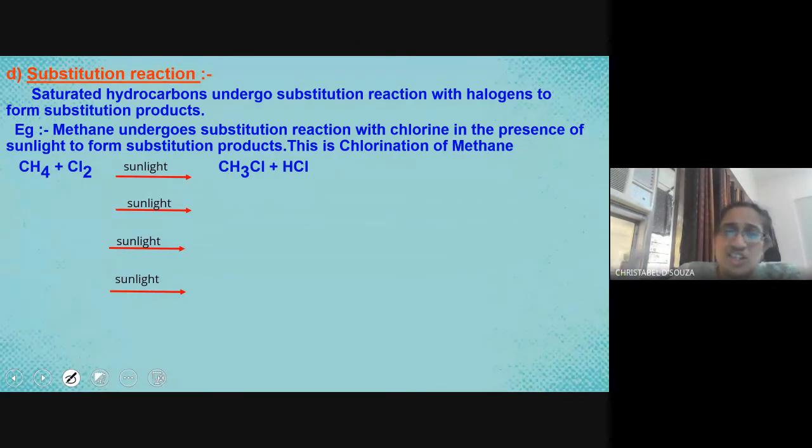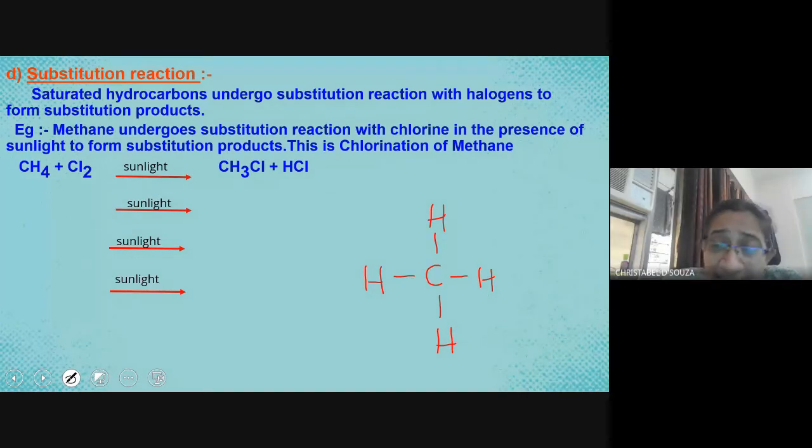Now, all of you pay attention. Look at this carefully. This is my carbon. 1, 2, 3, 4. Correct? Am I right, boys? I'll have hydrogen, hydrogen, hydrogen, and hydrogen. Is this clear?